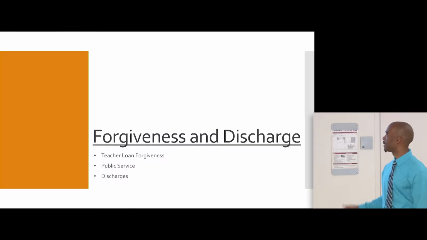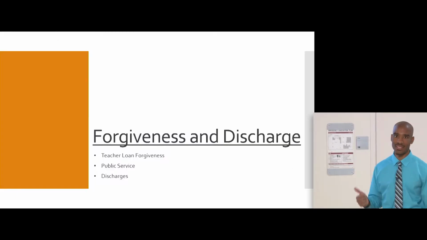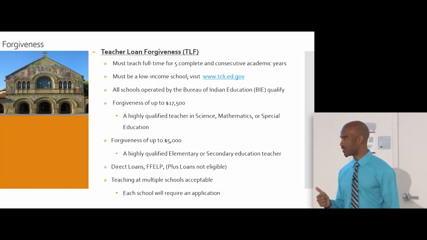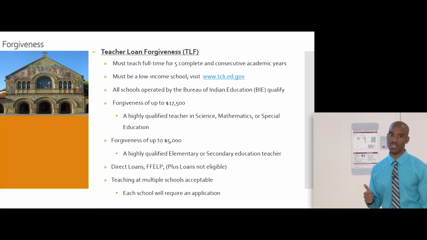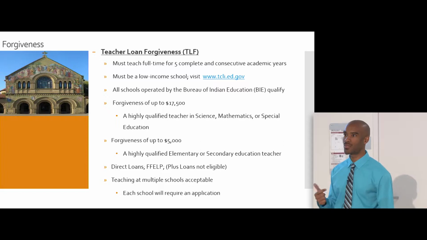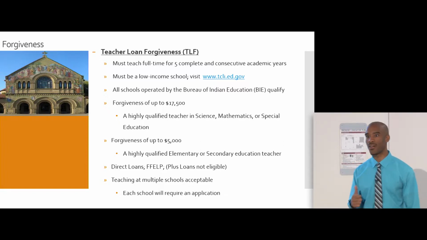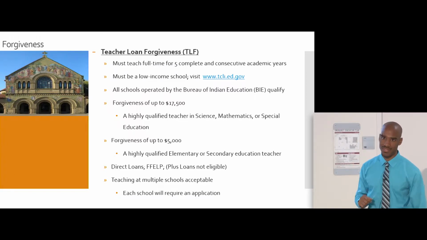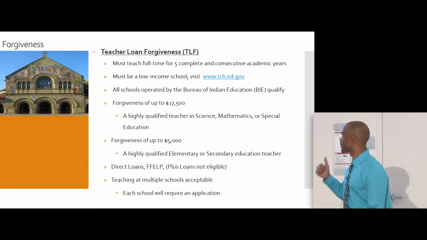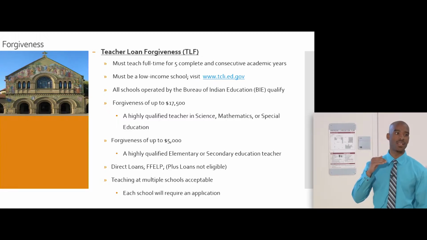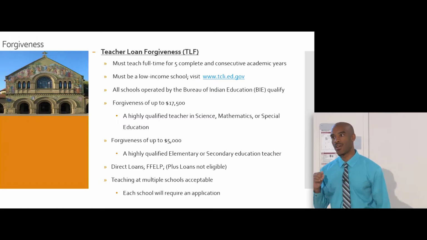All right. So the next thing is the forgivenesses and the discharges. The first one is the teacher loan forgiveness. With the teacher loan forgiveness, you do have to teach 5 complete and consecutive years at a low income school. In order to figure out if you work or if you're going to work at a low income school, you can go to the website TCLI, and they will have all the listed schools. As far as the schools for the Bureau of Indian Education, those schools do qualify.